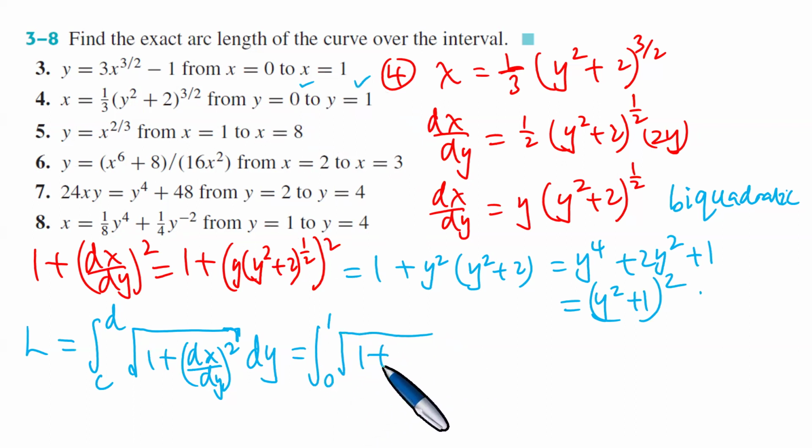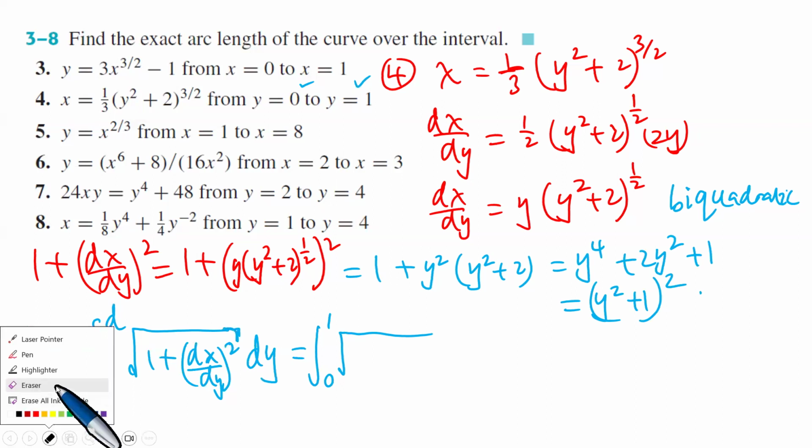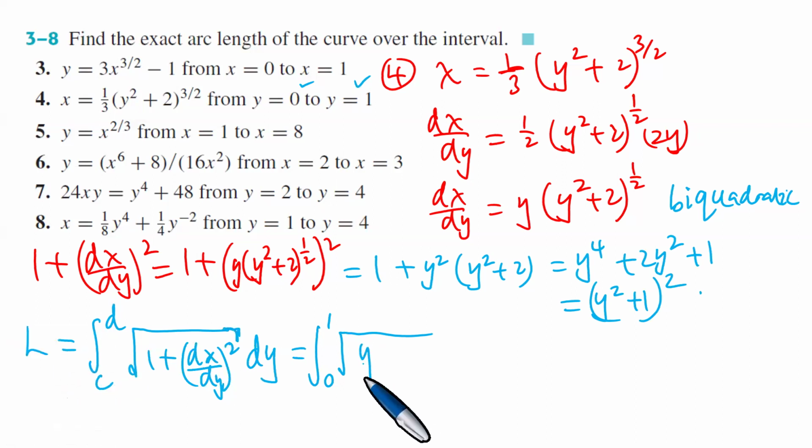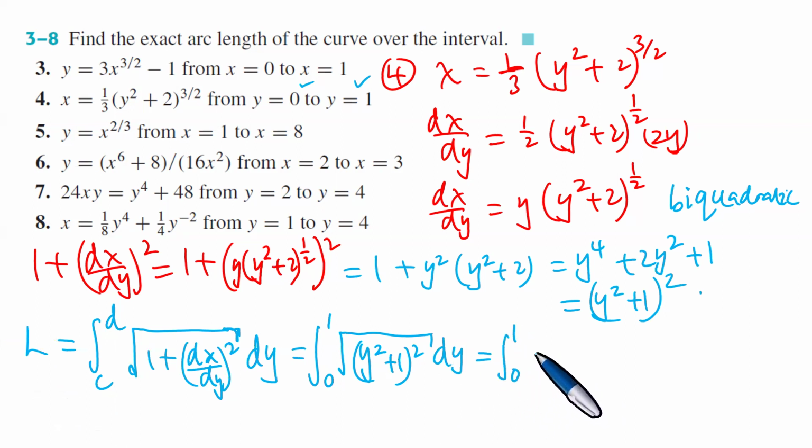You have the square root of 1 plus, what is the r? The 1 plus dx dy squared is this one, which is y squared plus 1, dy. You take the square root, which is y squared plus 1, because the square root now removes the square.